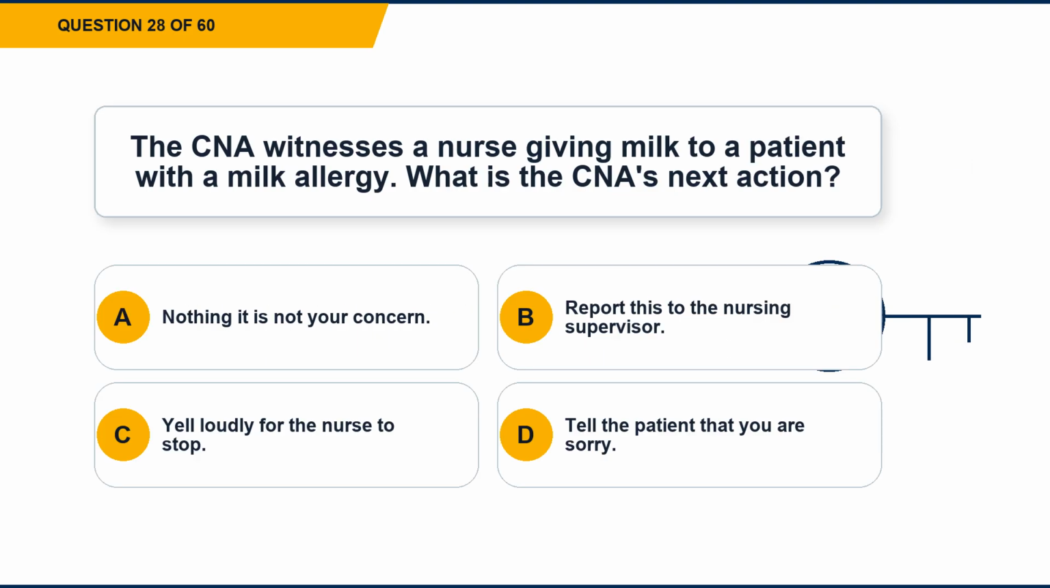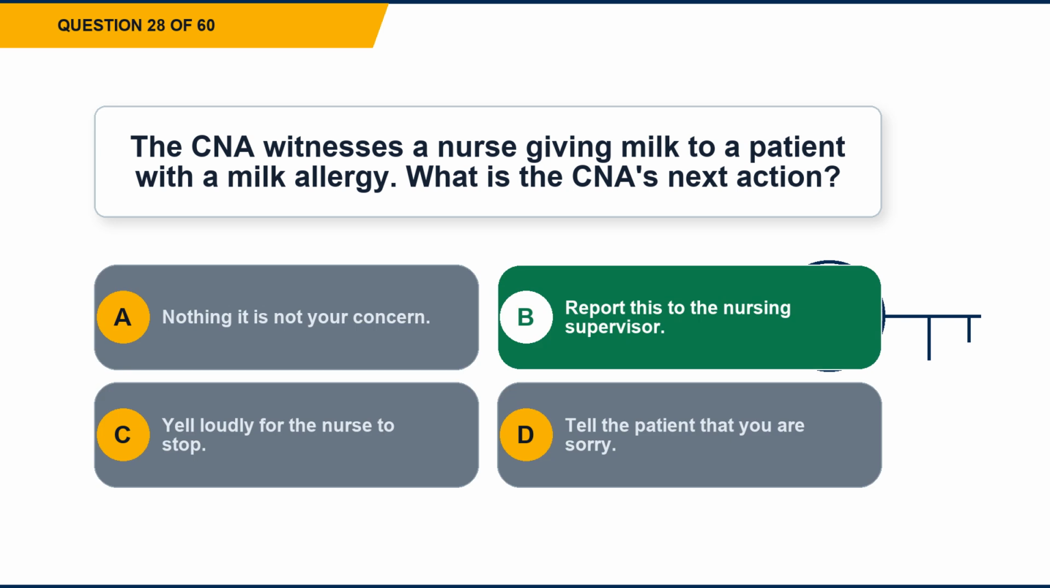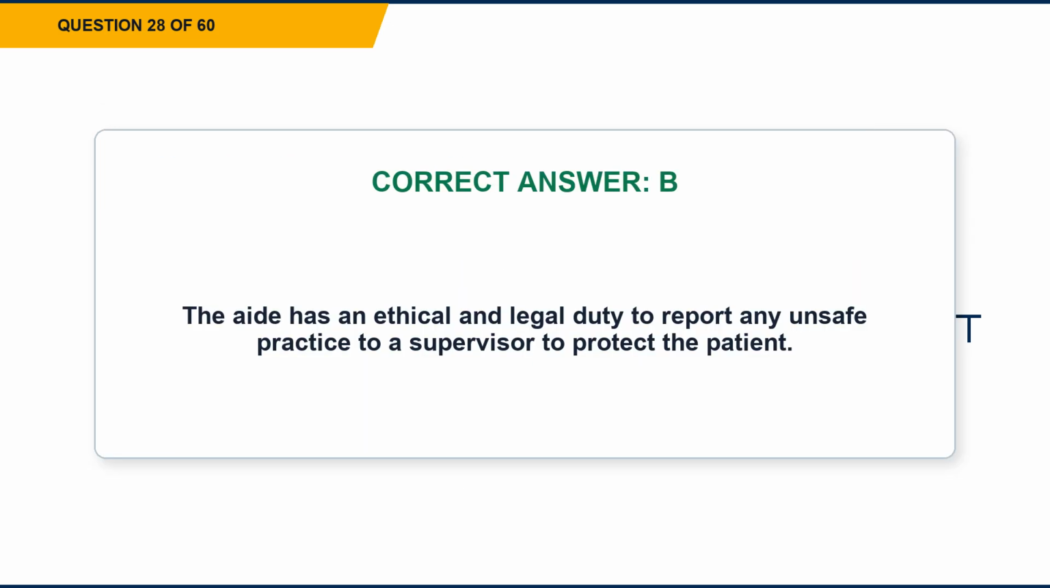Question 28. The CNA witnesses a nurse giving milk to a patient with a milk allergy. What is the CNA's next action? Option A, nothing, it is not your concern. Option B, report this to the nursing supervisor. Option C, yell loudly for the nurse to stop. Option D, tell the patient that you are sorry. The correct answer is option B, report this to the nursing supervisor. Explanation. The aide has an ethical and legal duty to report any unsafe practice to a supervisor to protect the patient.